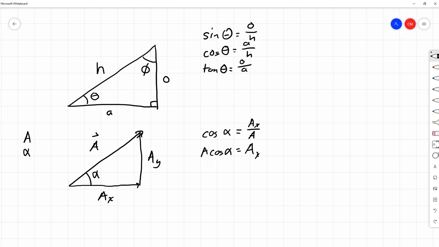Then and only then do we put the numbers in. 15.5 meters times the cosine of 37.7 degrees gives us AX. And now we can do the button mashing. See where we're going here, guys?